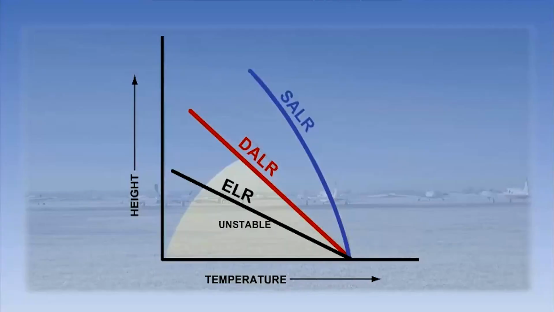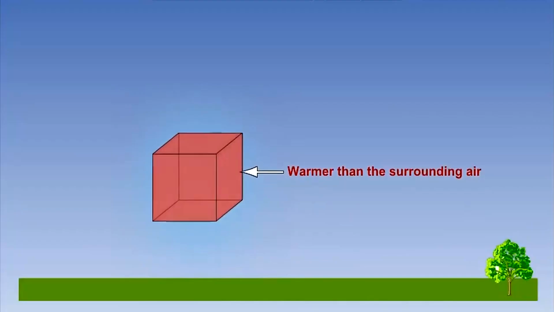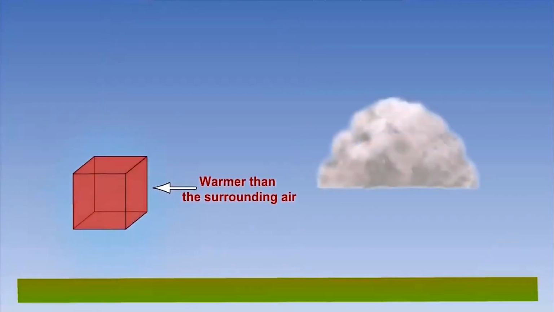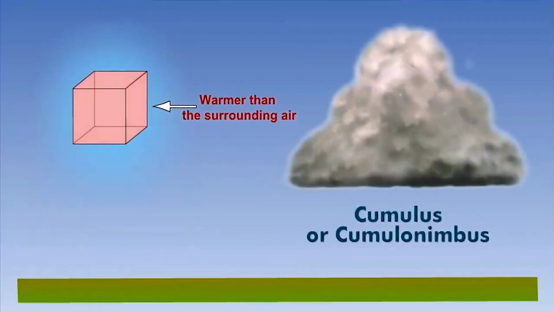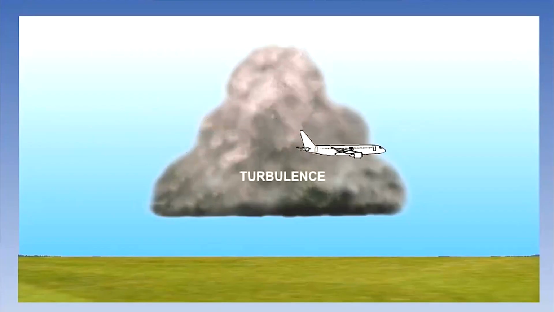In this scenario, our parcel of air is warmer than its surroundings and can be described as buoyant. It will therefore naturally want to rise to a higher level, expanding and cooling as it does so. This situation is associated with convective type cloud, cumulus, or cumulonimbus. This type of atmosphere is quite bumpy or turbulent, especially in the clouds themselves.